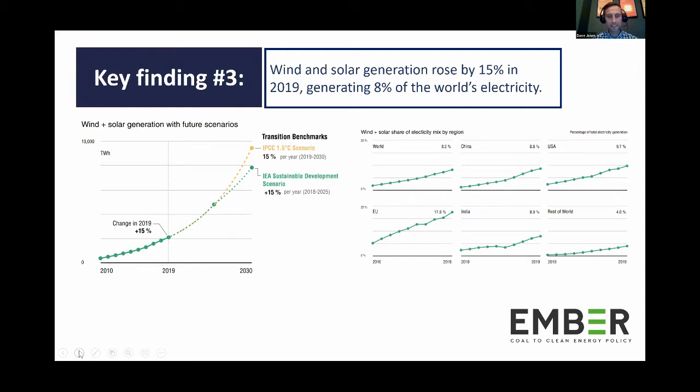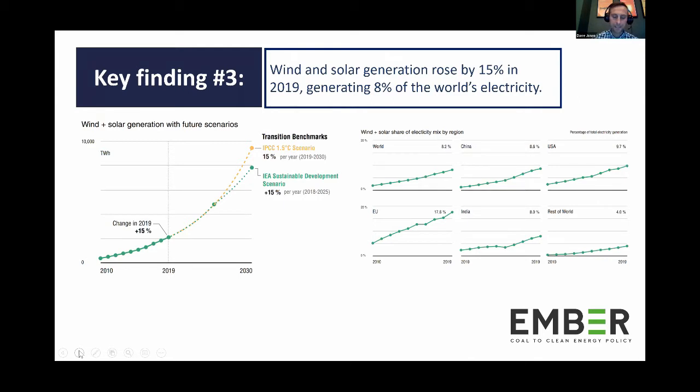And on the left-hand side, you can see to reach either the 1.5 degrees or the IEA sustainable development scenario, wind and solar generation need that compound growth year on year of around about 15%. So that global wind and solar generation almost quadruples in just the next 10 years. That 15% was achieved in 2019, and lower prices for wind and solar give hope that it can be sustained. But the growth rate has been slowing dramatically, and maintaining that growth rate as the volumes pick up and scale up will get harder and harder.